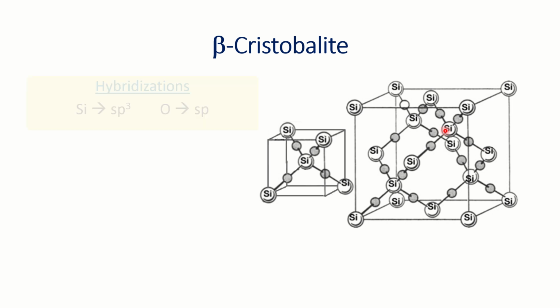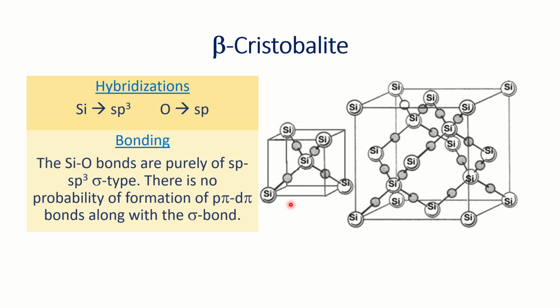Now, the hybridization in the silicon atom is sp3, and that of oxygen is, amazingly, sp, not sp3. So what about the type of bonding? This bonding is actually a sigma bond, purely a sigma bond between silicon and oxygen. And this sigma bond is of sp3 type. Look, the silicon-oxygen bonds are purely sp3-type sigma bonds.